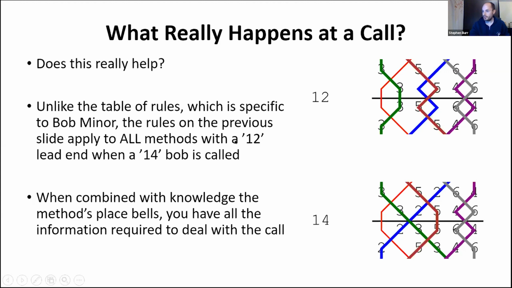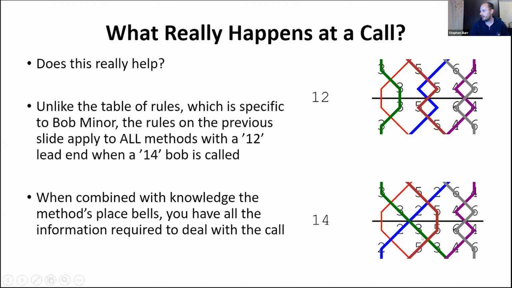So when you combine this knowledge with knowing the method's place bells, you've actually got all the information you need to deal with the bob in any method that has this setup. So this is always going to be the case. The bell that was going to dodge to become 4th place bell, that doesn't become 4th place bell, it's forced to run in and become 2nd place bell. So then as long as you know 2nd place bell, you can carry on quite happily and know exactly what's coming next. The bell that was going to be 2nd place bell now is forced to run out and becomes 3rd place bell. So it's the position of the bells on this row here that's crucial, the start of the next lead.